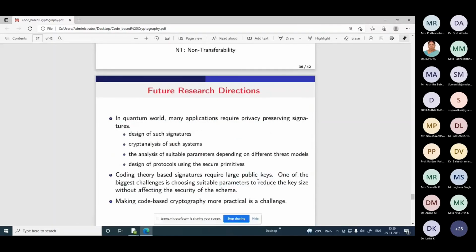The future research direction. In the quantum world, many applications require privacy-preserving signatures. We have to design signatures. We have to do cryptanalysis. Depending upon the analysis, we have to change the parameters of the code, and we have to design the protocols using secure primitives. Making code-based cryptography more practical is the biggest challenge, because till now we are only using Goppa codes, so it has a huge key size.